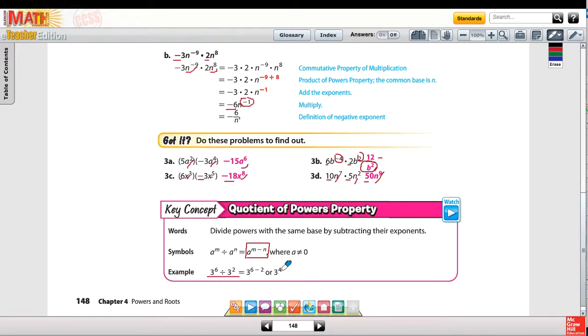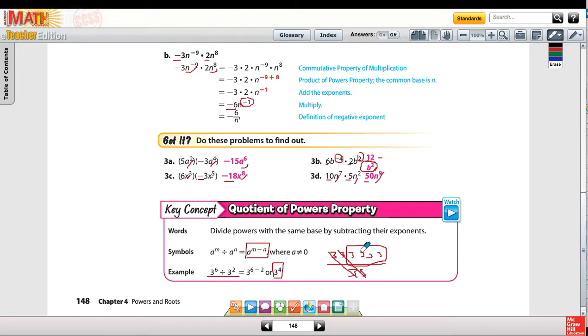If I actually took 3 six times, 1, 2, 3, 4, 5, 6, divided by 3 squared, 1, 2, 3 divided by 3 is 1, 3 divided by 3 is 1, what I have left is 4 3's. And so that's why we get 3 to the fourth power.